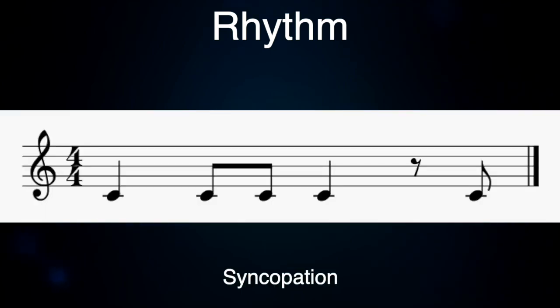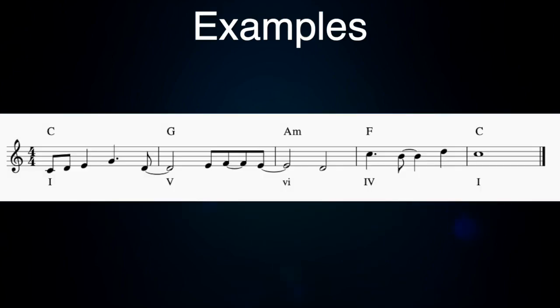Syncopation is when a note falls on an offbeat. This is really common in pop music, and it can actually create a more memorable, unique sounding melody. So that's also something that you're going to want to consider. So now let's use all these things we've talked about and write a couple example melodies.